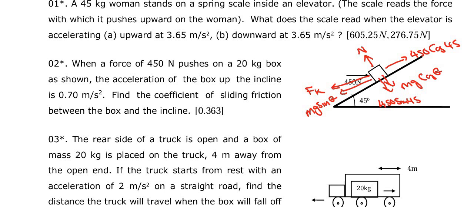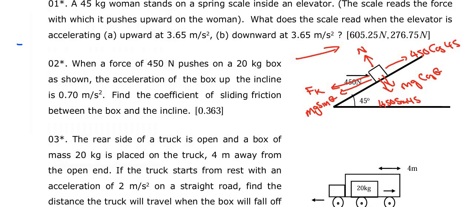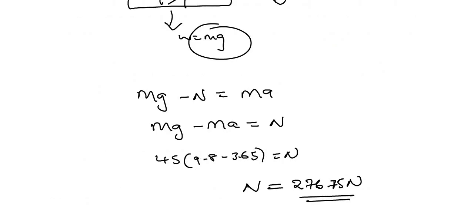So these are all the forces that are acting on this box. But either way, we are told the direction. This thing is going up. So meaning the winning force is the 450 cos 45. That's a winning force. These two guys are losing forces. So we'll just come here and make up the equations. So we're on question number 2.